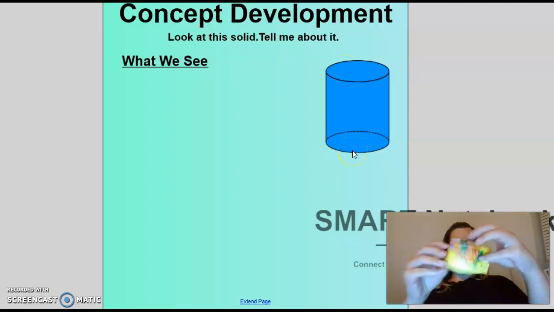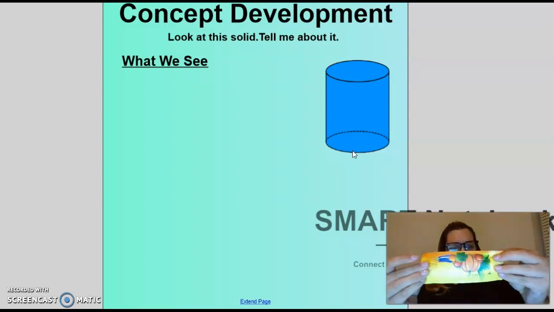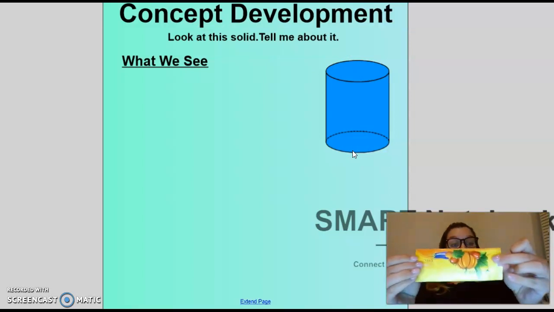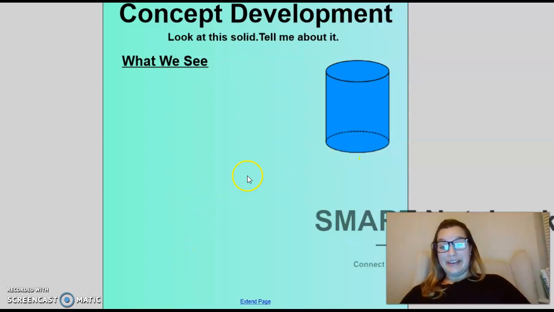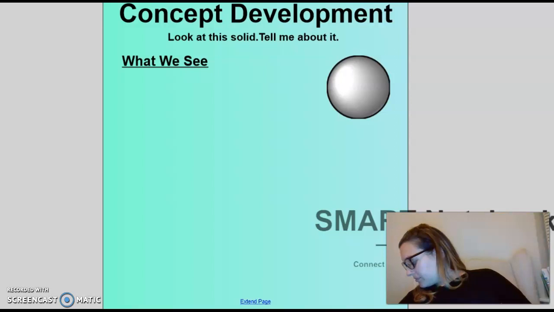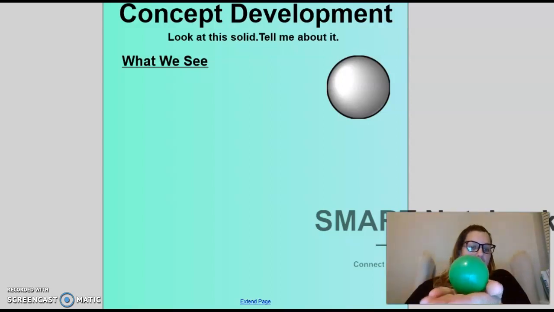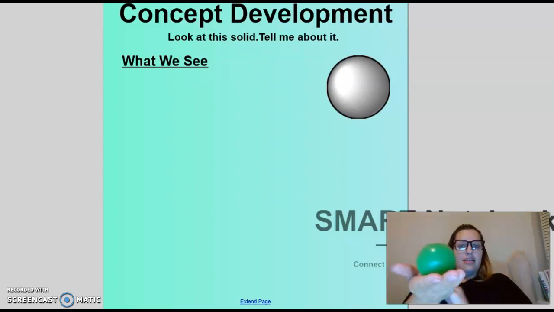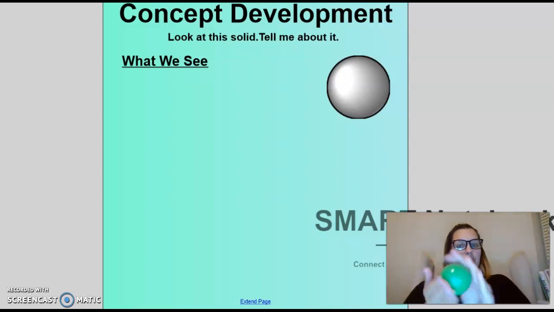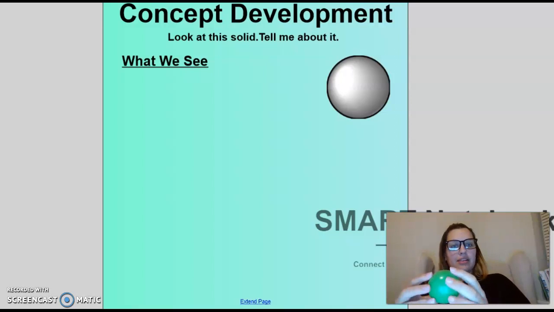But what holds those circles together? What flat shape? A rectangle. Very good. Okay, and we have one more. Look at this solid. What does it look like from all directions?